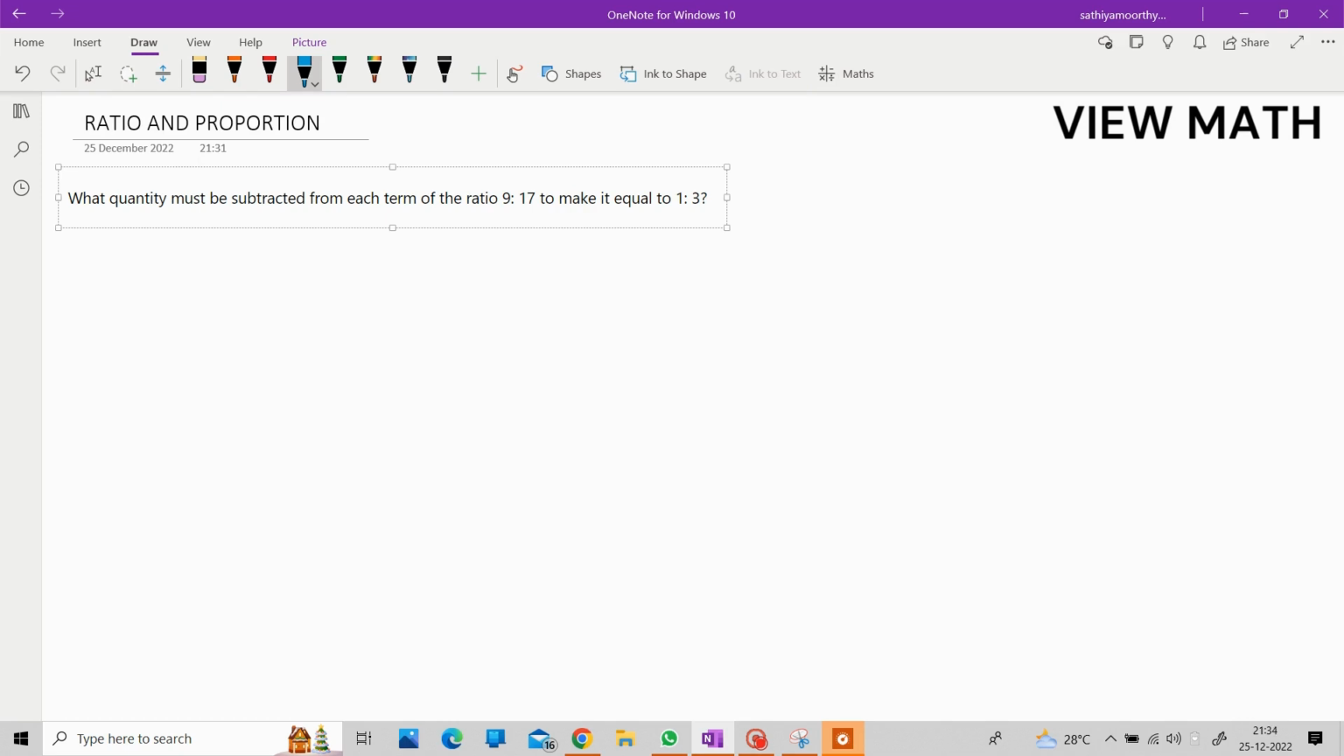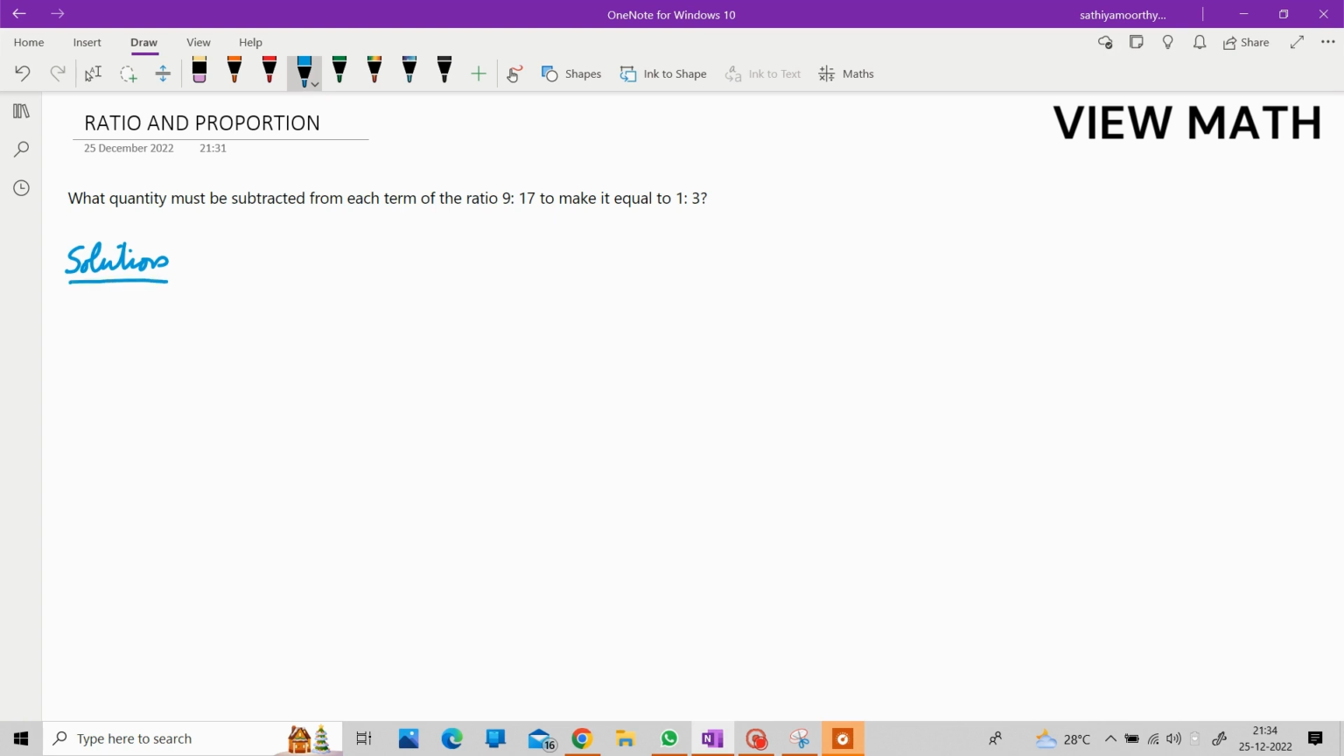What quantity must be subtracted from each term of the ratio 9:17 to make it equal to 1:3? So they are asking us to find the quantity which is being subtracted from each term. From 9 is to 17, a quantity is subtracted from each term, and after subtracting, the ratio is equal to 1 is to 3. So we need to find the quantity.